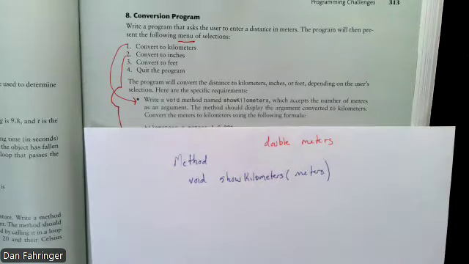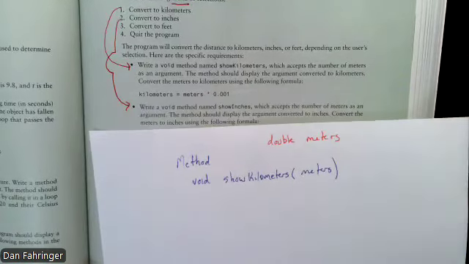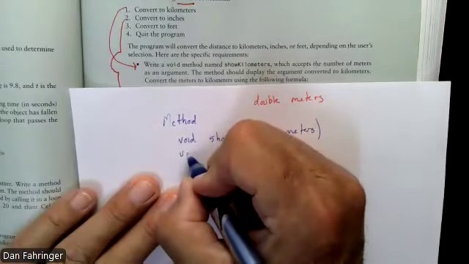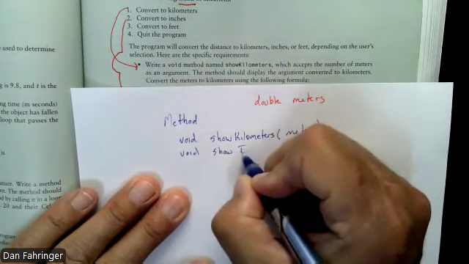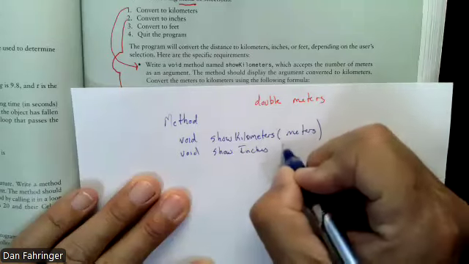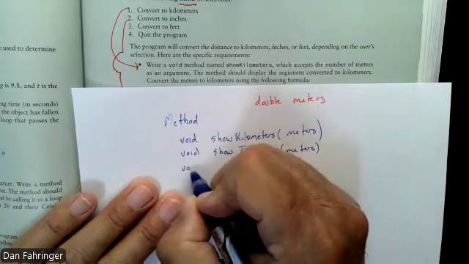Sorry, I have my cap in my mouth. So all I'm doing right now is making a bunch of notes to self, so I don't forget anything. What else do I have? Oh, I have show inches, show feet. These are all going to be void methods. That's nice. Show inches. I know I'm going to have to pass meters in. Show feet.